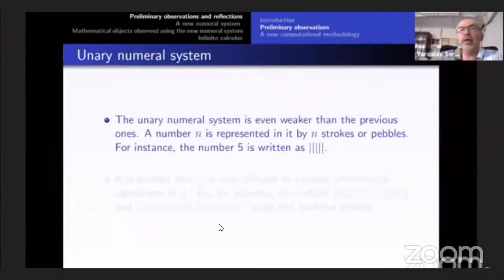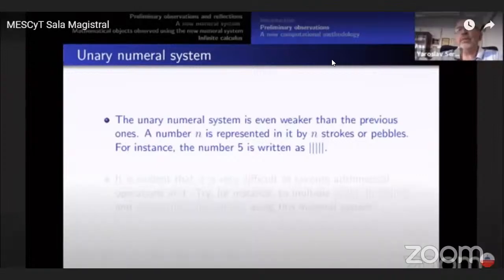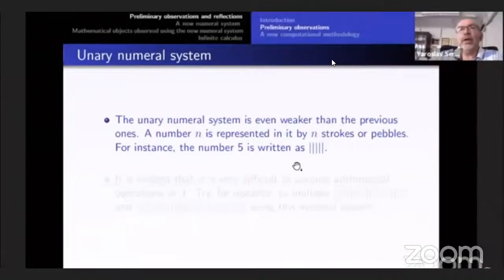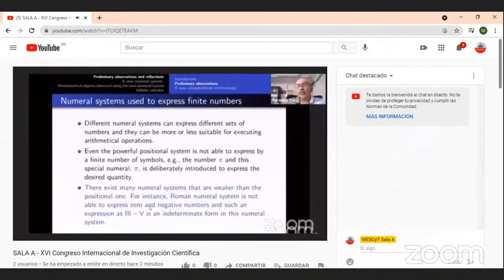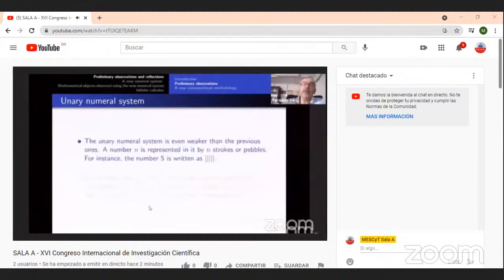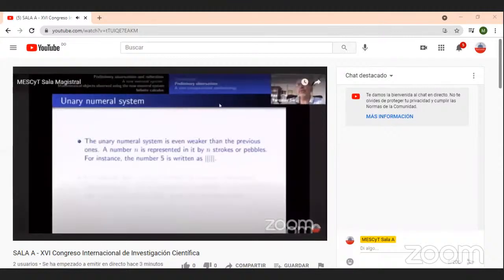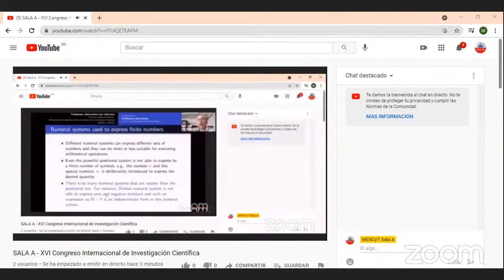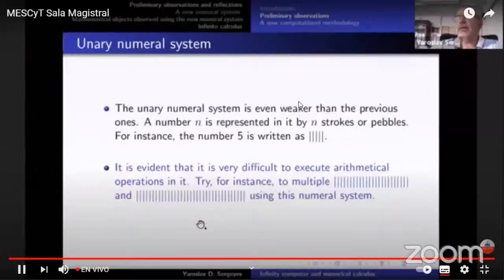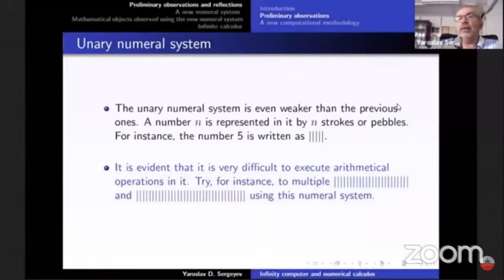And there exist even weaker numerals. For example, the unary numeral system is the system where a number n is represented by n strokes. For example, 5 written in the positional numeral system in this unary system is like this. And clearly it is extremely difficult to execute arithmetical operations in it, just because of the practical difficulty. For example, I am not able to count what this number is because all these strokes are so similar. And we cannot in this system write down huge numbers.